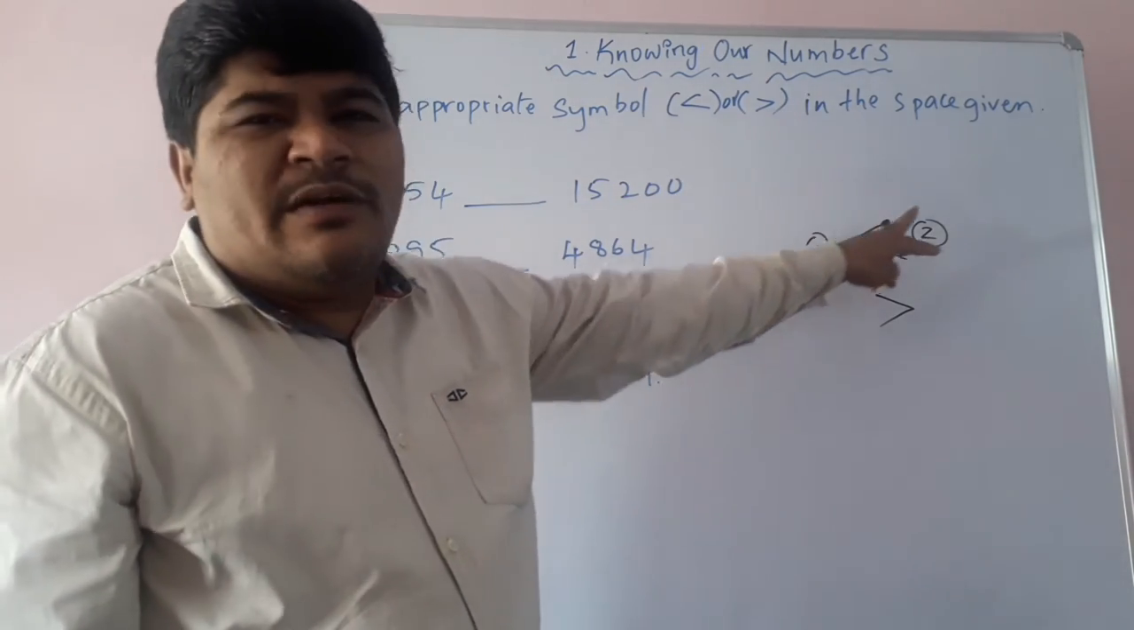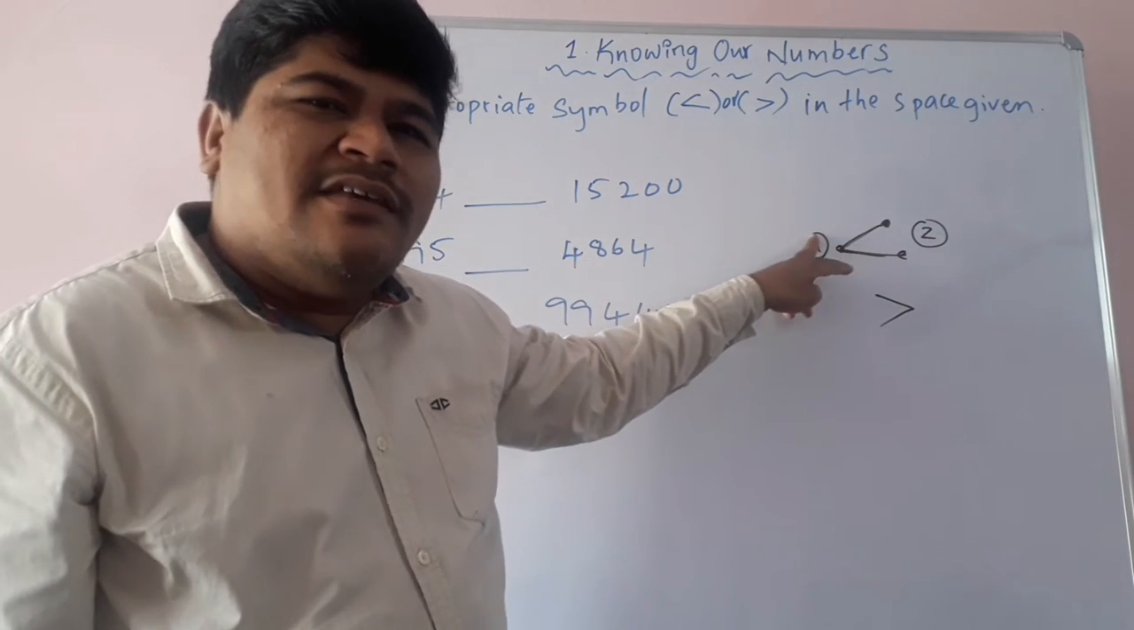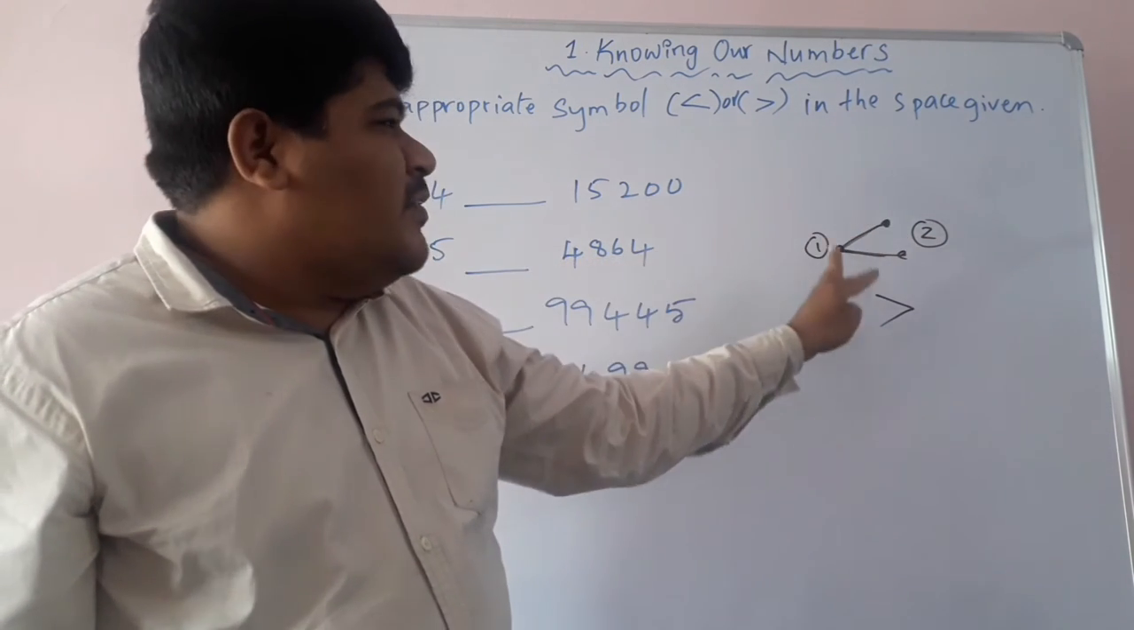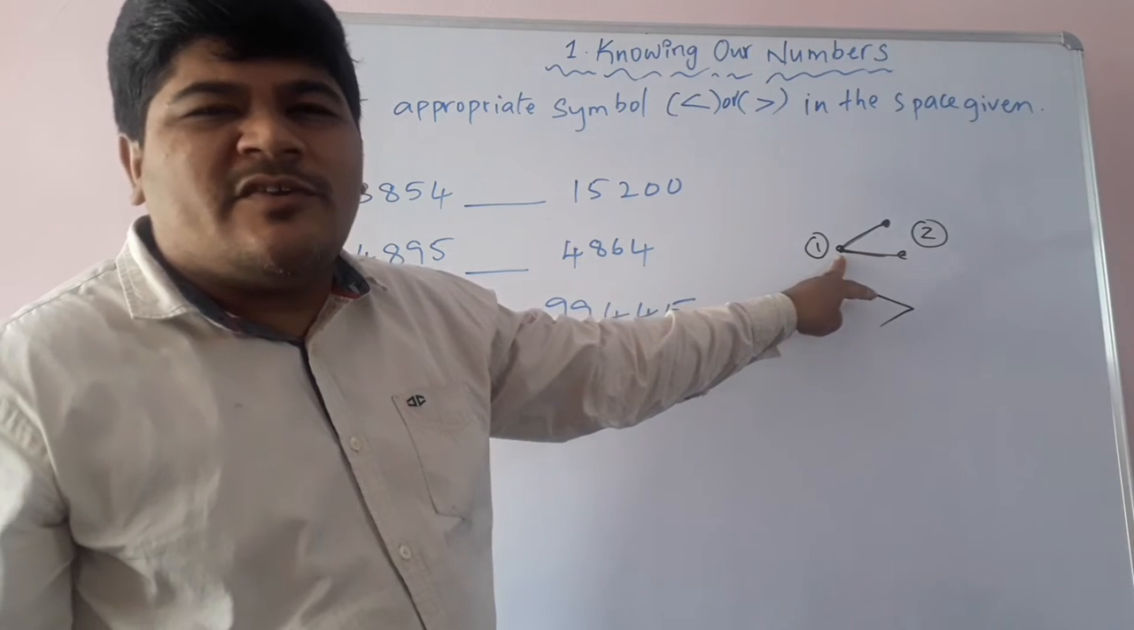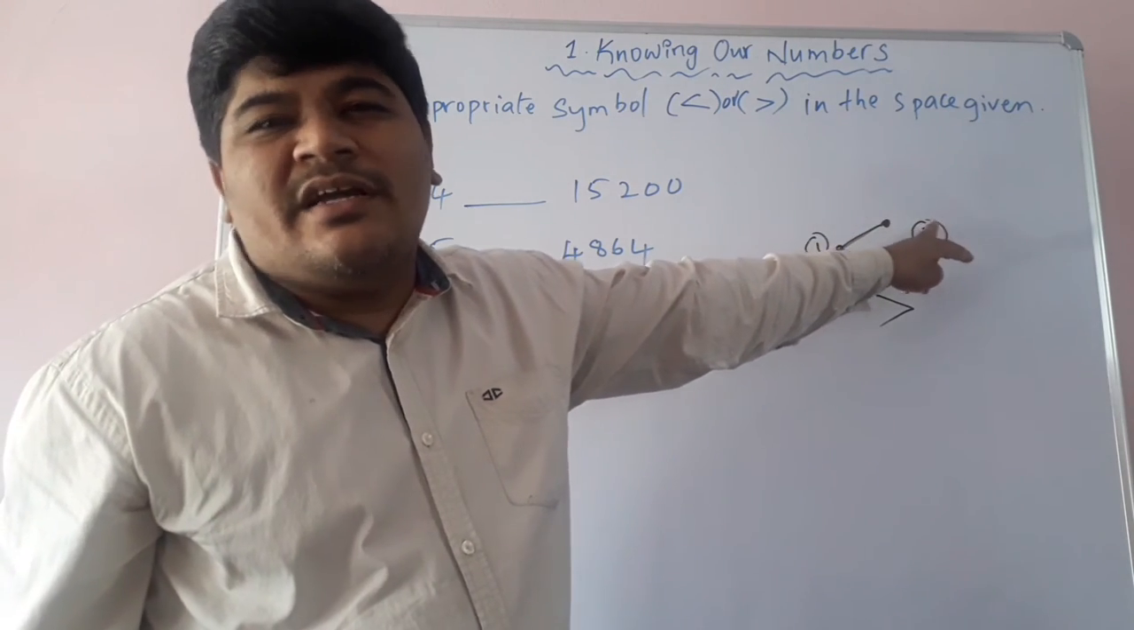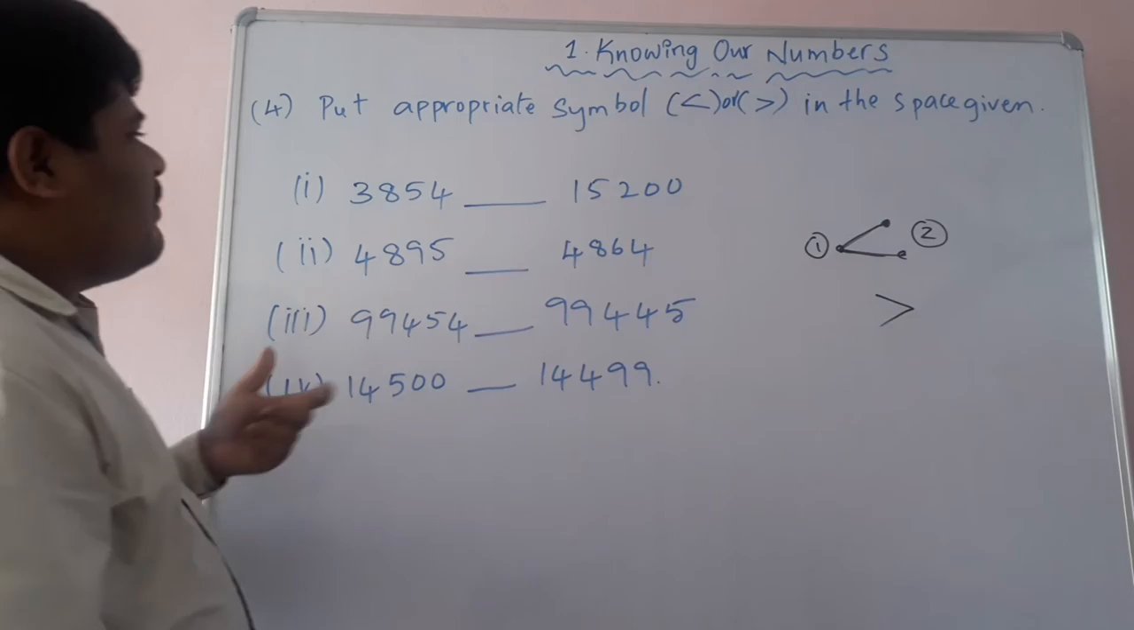It has only one endpoint. It has 2 endpoints. So 1 is smaller than 2, right? Okay. It means, children, one endpoint always represents the small number, 2 endpoints represent the big number. Okay, so let's see the first problem, children.